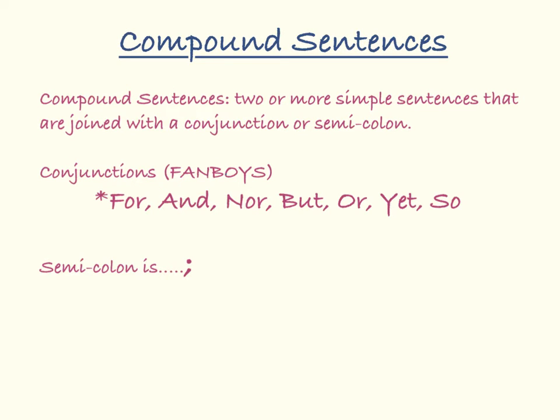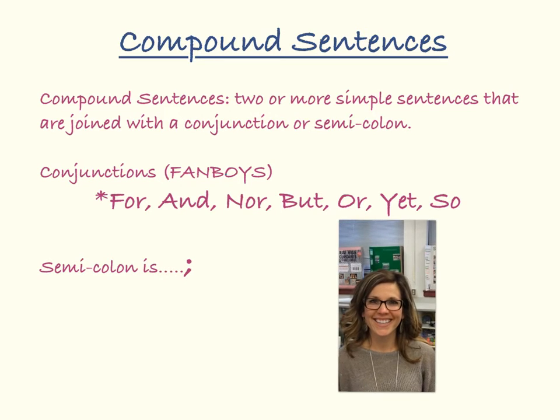Moving on to compound sentences. A compound sentence is when two or more simple sentences are joined with a conjunction or a semicolon. If you can't remember the conjunctions, just think of the acronym FANBOYS, where each letter represents one of our conjunctions. Therefore, the F in FANBOYS represents the conjunction For.